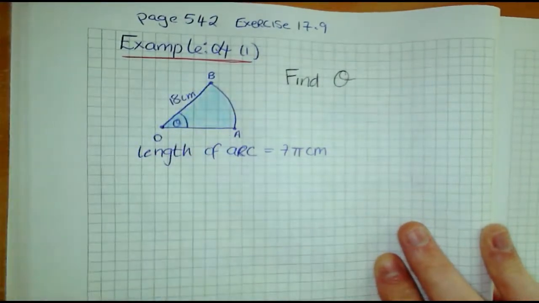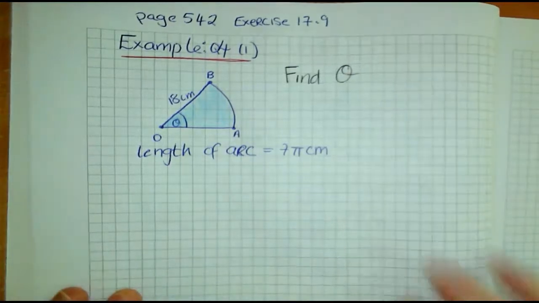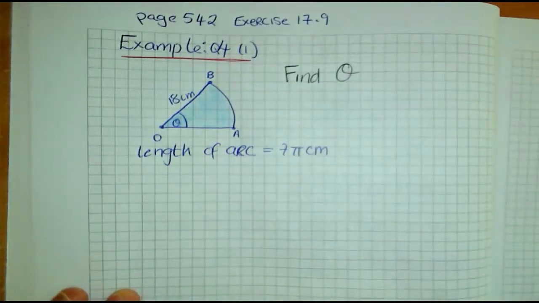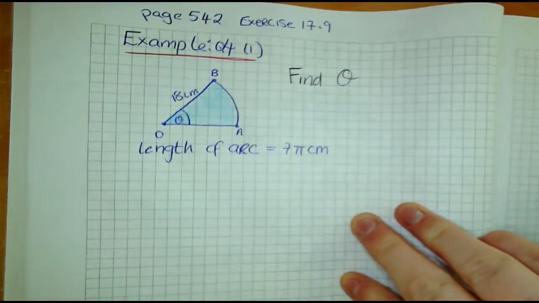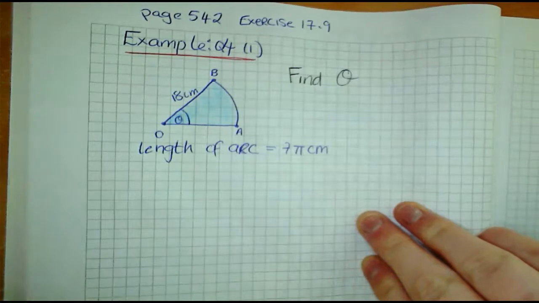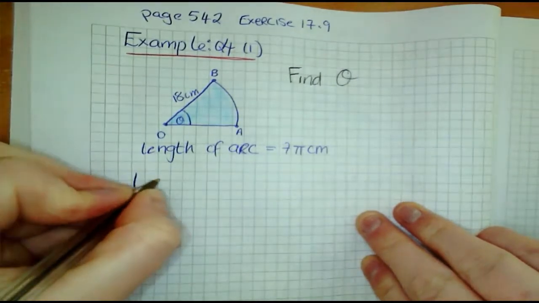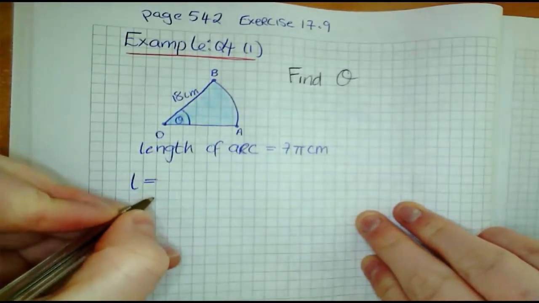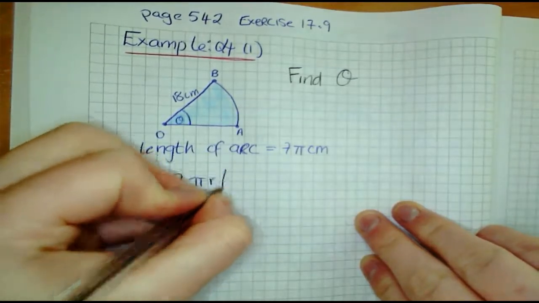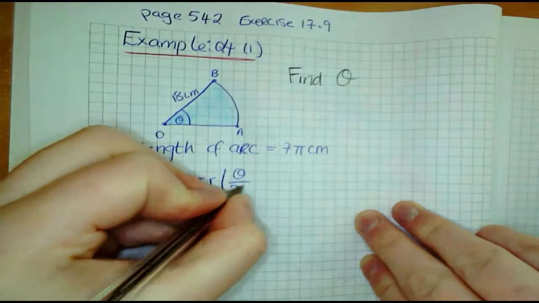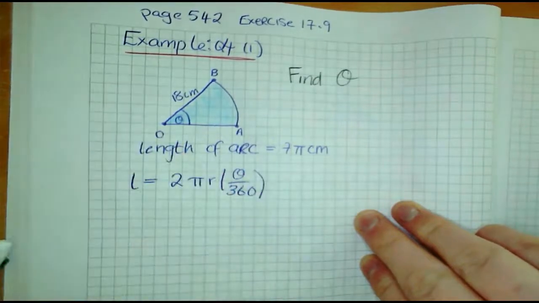So we need to try to find theta. We know what the length is, and we're trying to find theta, so we're going to be using the length formula. I go to my log tables, I look up the formula, and I write it down. I know that L is equal to 2 pi r multiplied by theta over 360.